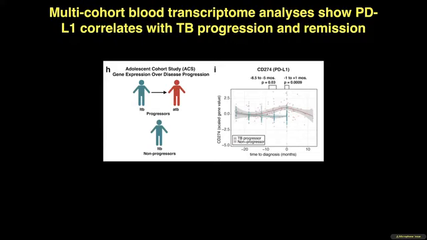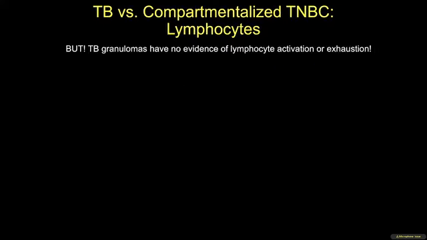So that's interesting. Then we've got this suppressive myeloid population that's found in both scenarios, in TB, and also in tumors in triple negative breast cancer, which are very different diseases. So is everything the same? No, it's not, which is also interesting.